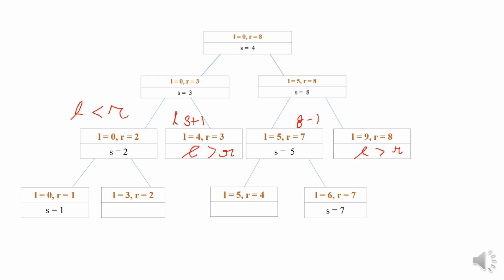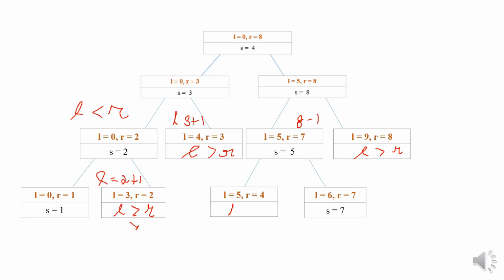Now, for this left subarray, l is 0 and r is equal to s minus 1, that is 2 minus 1, it is 1. For this, we have achieved the partition at s equal to 1. For this case, l is equal to s plus 1, that is 2 plus 1. So, we got it as 3 and r is still 2. Here the condition fails, l is greater than r. So, we do not have to call the quicksort.